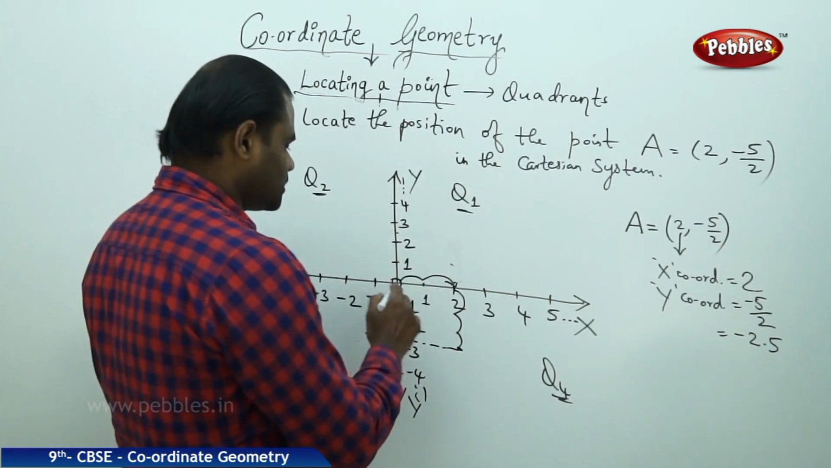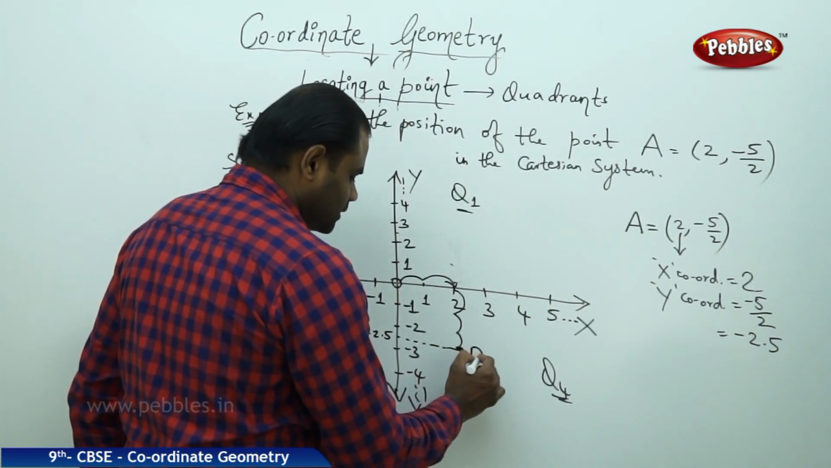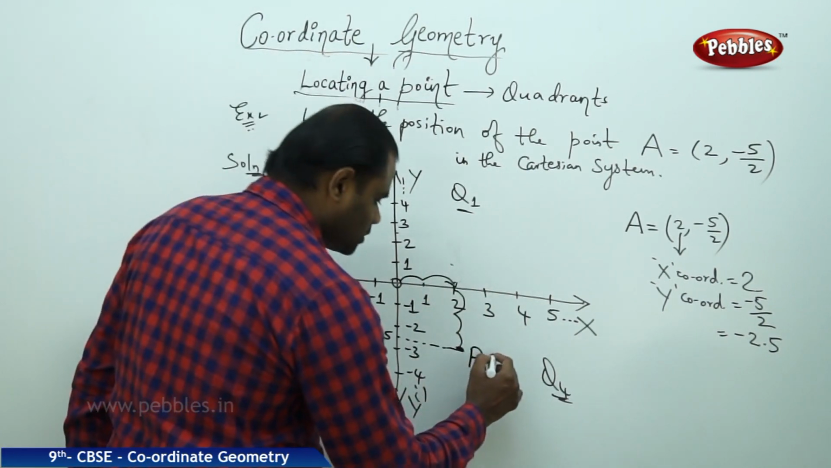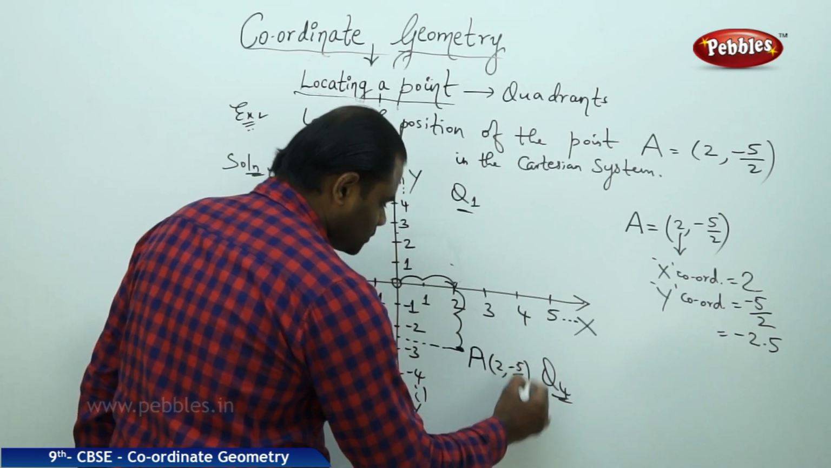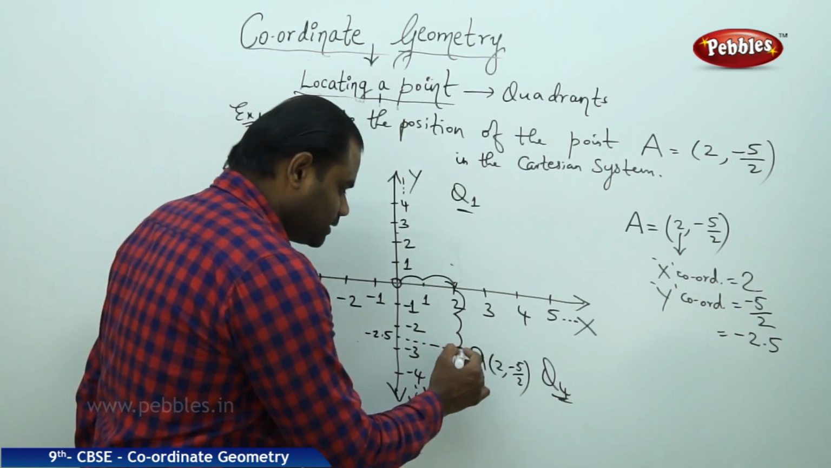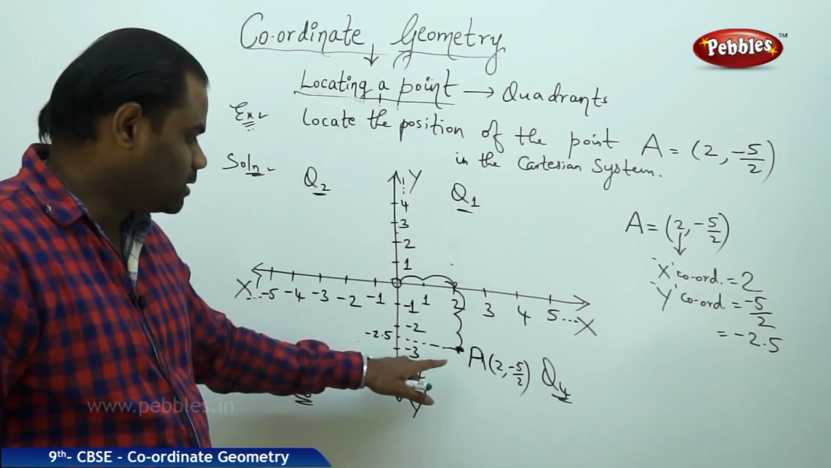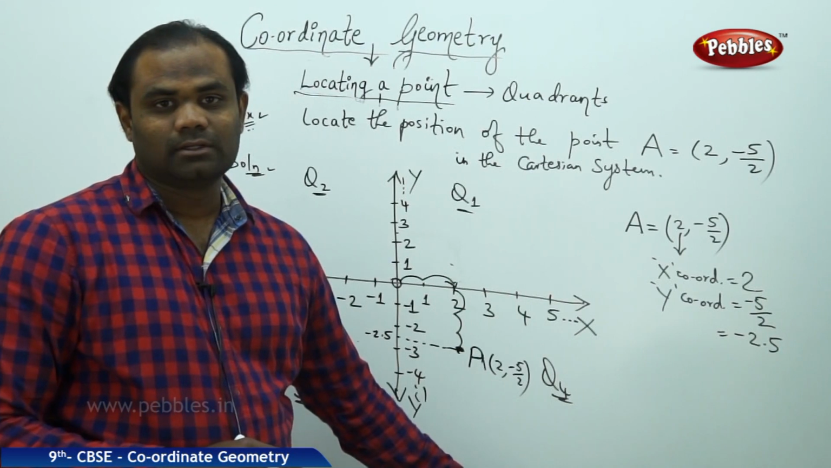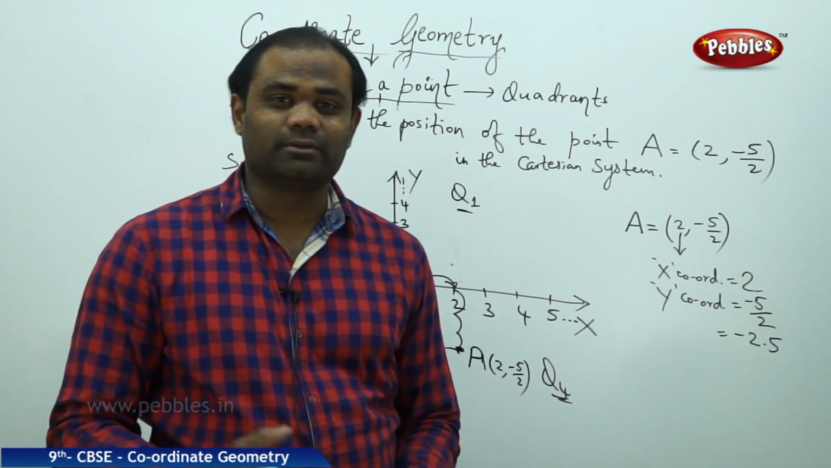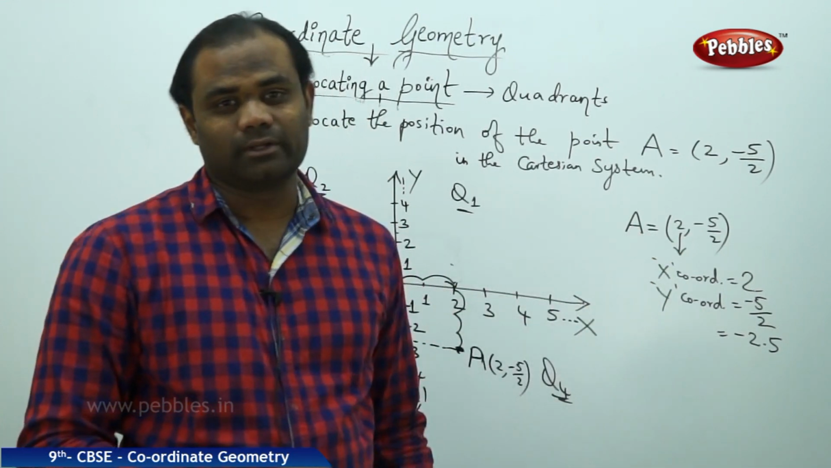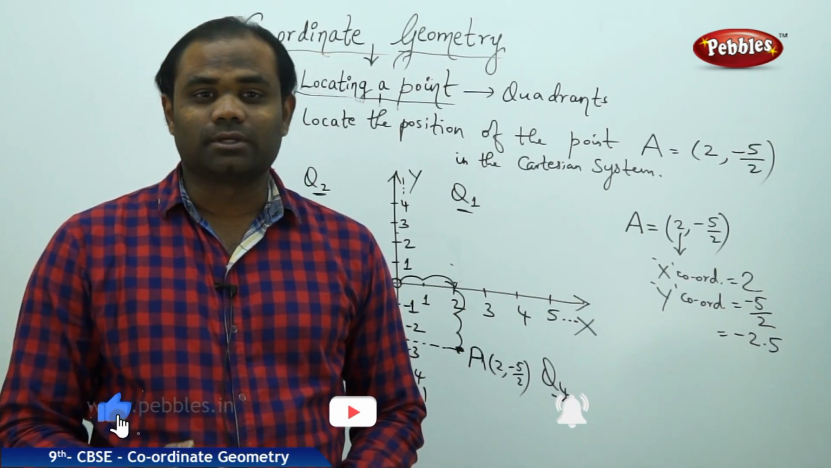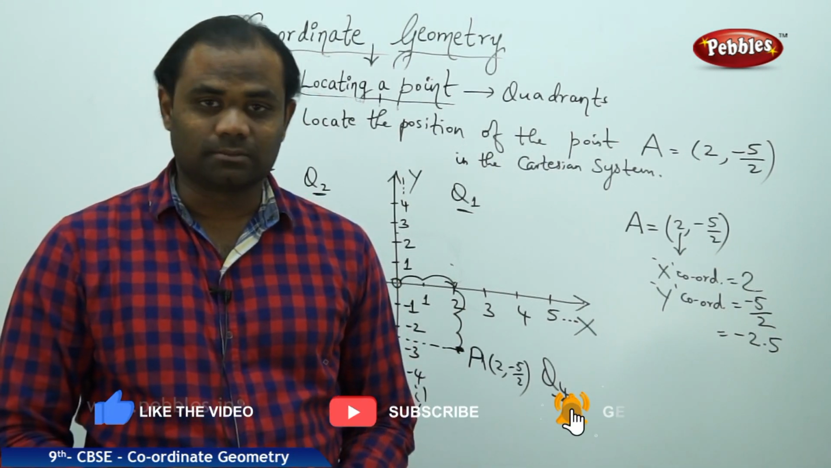Therefore, I have my point which is now located here. My point A is out here, which is (2, -5/2) or (2, -2.5). So the point A is identified in the Cartesian system to be in the 4th quadrant. Using the rules of the Cartesian system, we can locate any point. Any point in the xy coordinate system can be located using the rules of the Cartesian system.